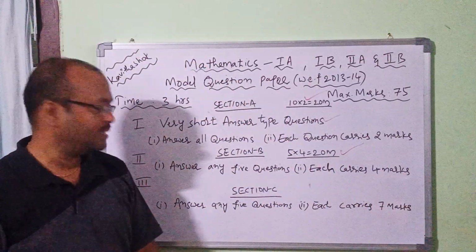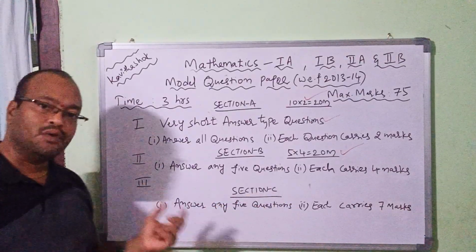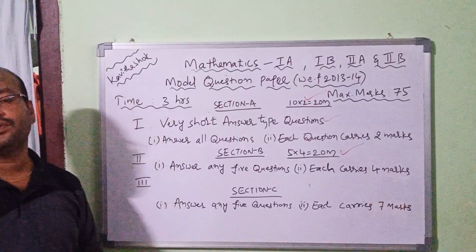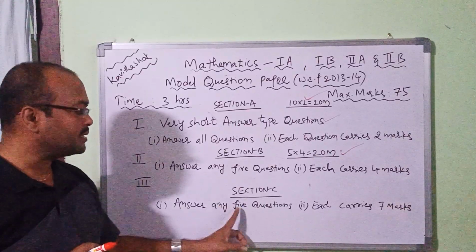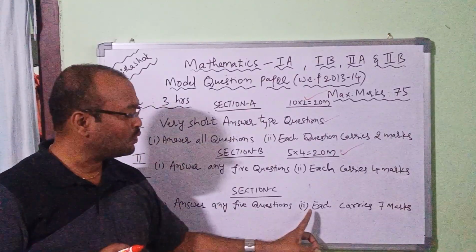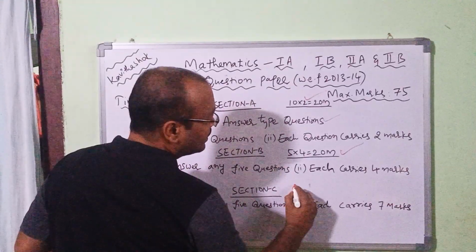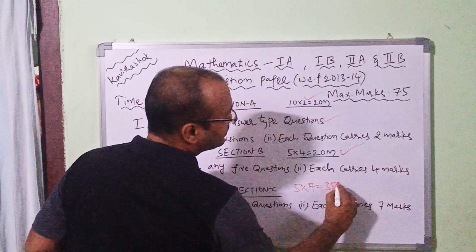In the last section, section C, again 7 questions will be there. It will start from the 18th to the 24th. In those 7 questions, again we have to answer only 5 questions. Each question carries 7 marks. So how many marks can we get here? 5 into 7, total 35 marks.